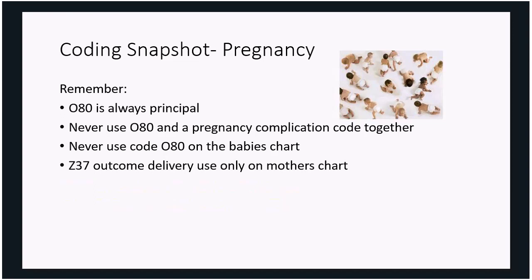Never use O80 and a pregnancy complication code at the same time. So in other words, it's not possible for a woman to have a normal delivery and a complicated delivery at the same time. Never use code O80 on the baby's chart, and Z37, outcome of delivery, is used only on the mother's chart.